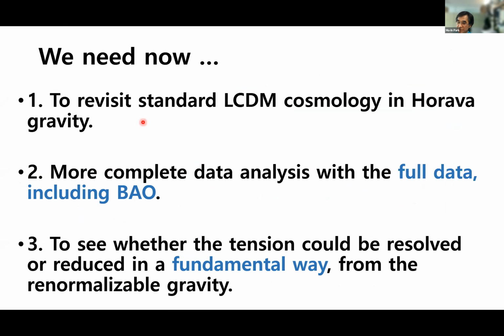Now, because of this recent status, I need to revisit the standard cosmology in Horava gravity, but with a more complete data analysis. Previously, I used only the best value, but now I need even fuller data with the uncertainties as well, including BAO also. The upshot is to see whether the tension could be resolved or reduced in a fundamental way, because we are considering a fundamental theory of gravity, not some phenomenological theory.